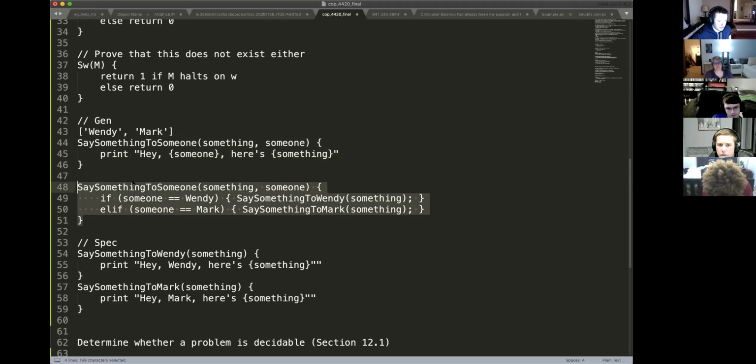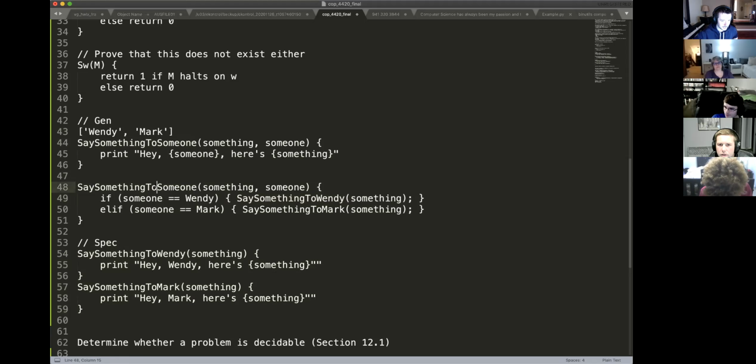So we take something that we know exists. This is guaranteed by the problem. They're saying for every name, for Wendy and Mark, there is going to be say something to Wendy, say something to Mark. So this is our assumption. It says for every word there exists a function. So we've just redone our generalized problem using those specialized functions.